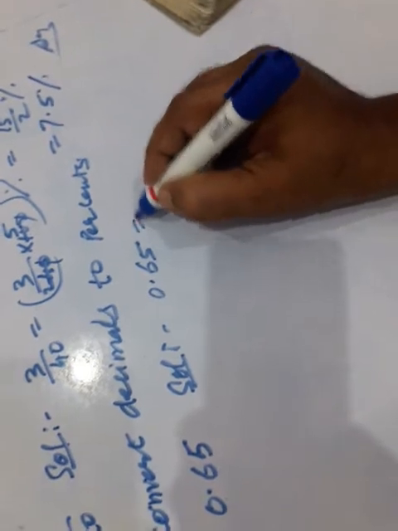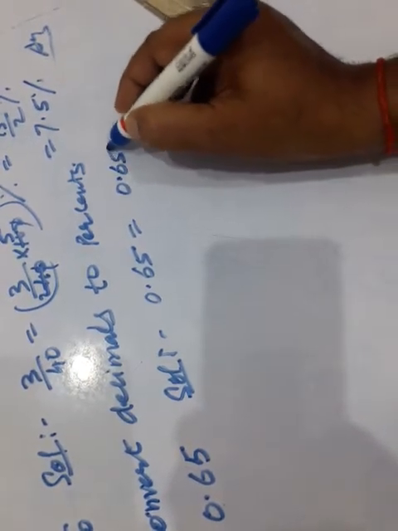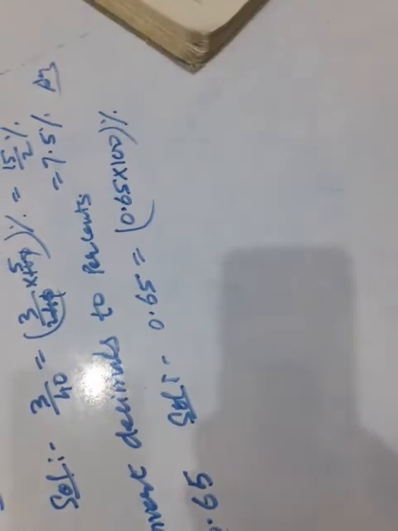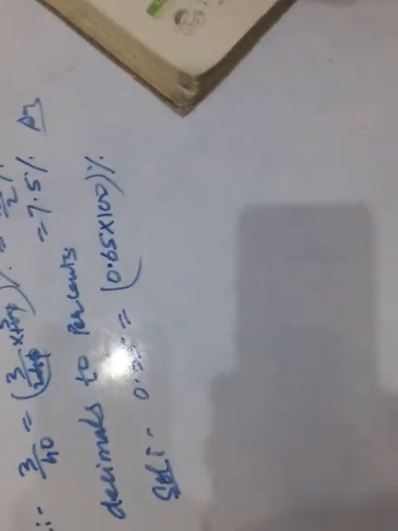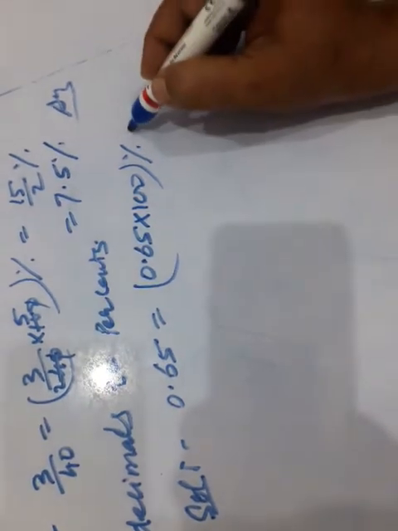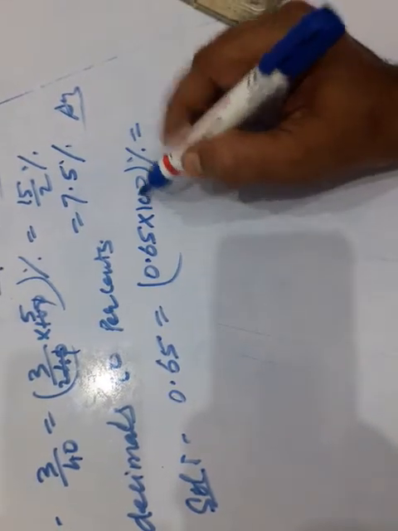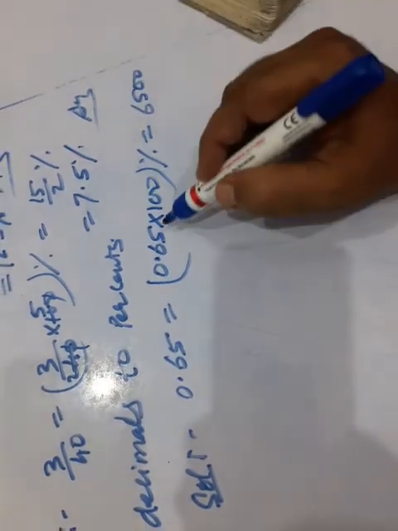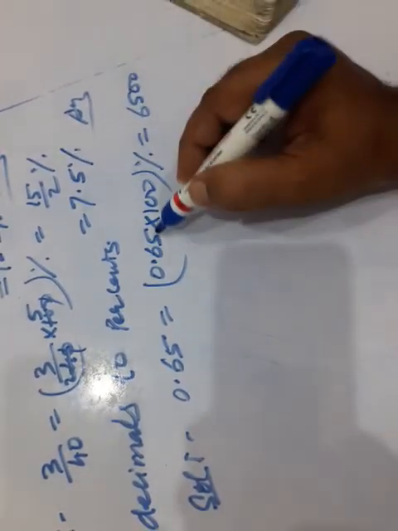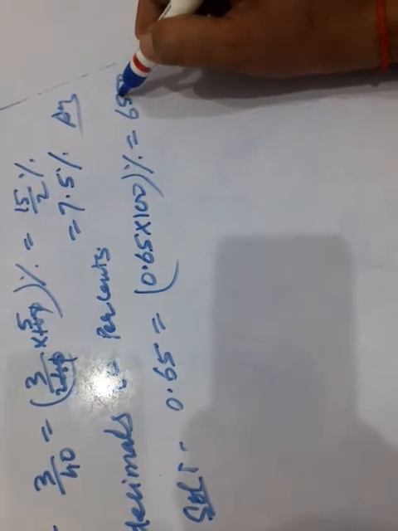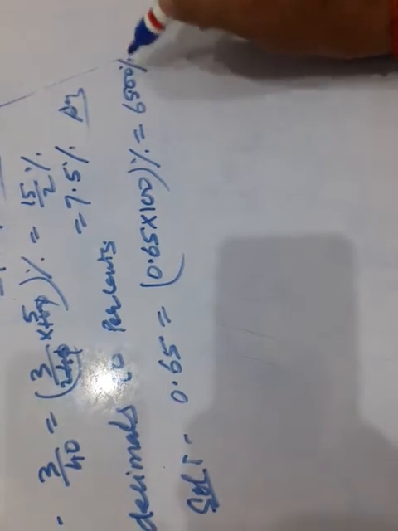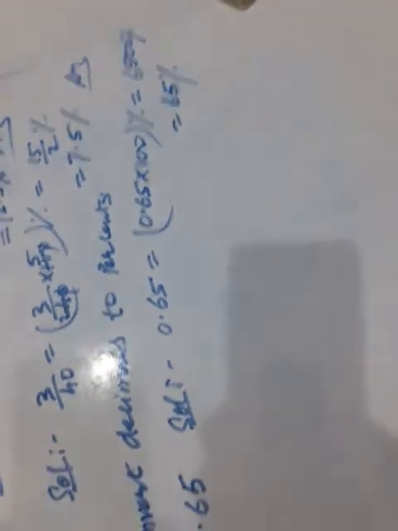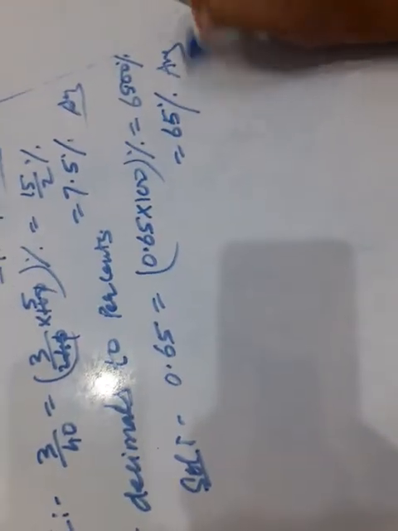0.65 equals 0.65 multiplied by 100, and put the symbol of percent. Okay, children, now you solve it. That will be 6500, and the number of decimal places, that is 2, will be counted from the right-hand side, that is 65.00%, which is equal to 65%. This is how we convert a decimal number into percent.